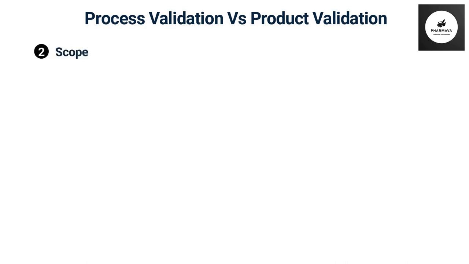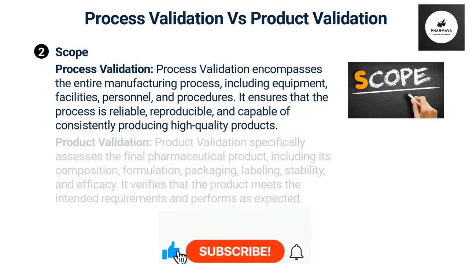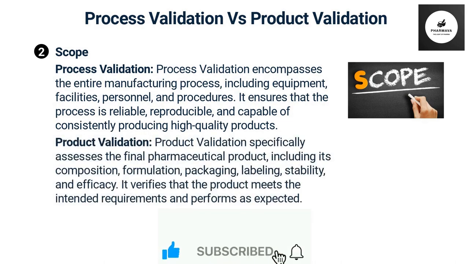Scope. Process validation encompasses the entire manufacturing process, including equipment, facilities, personnel, and procedures. It ensures that the process is reliable, reproducible, and capable of consistently producing high-quality products. Product validation specifically assesses the final pharmaceutical product, including its composition, formulation, packaging, labeling, stability, and efficacy. It verifies that the product meets the intended requirements and performs as expected.